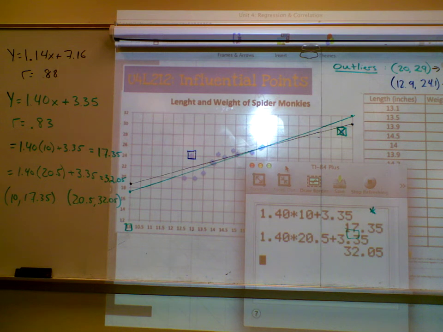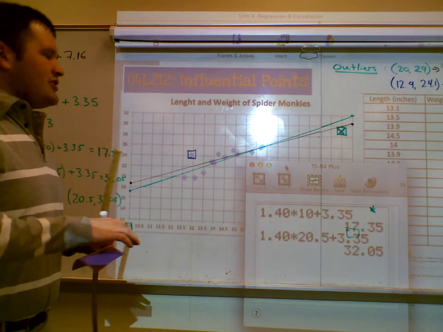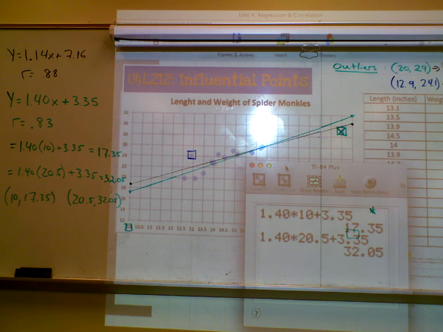So we drew our line, we used some points. Now, would you consider this an influential point? Who says yes? Who says no? Not a lot of people say no. So this is an influential point because we did two things. We changed our slope and we changed our correlation coefficient. And we changed our slope by a decent amount, about a fourth. Our y-intercept changed a lot. I know it's not shown on this graph, but it did.